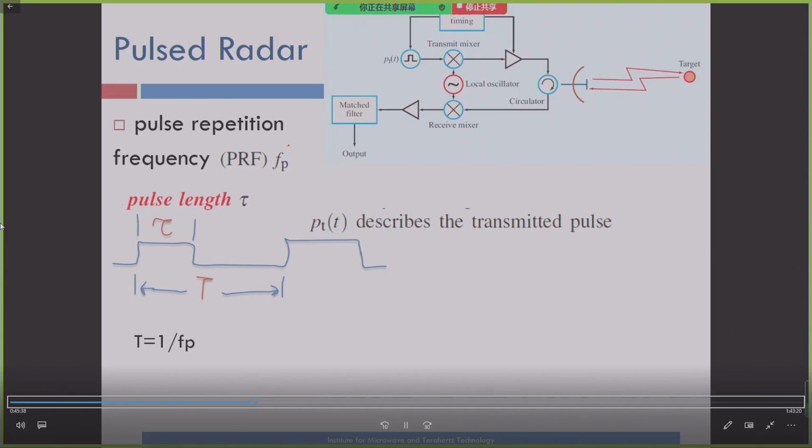But for a pulse radar, there are the pulse length, the pulse repetition frequency, the proportion of the pulse length, right? Or the length of its period. And also the separation between two pulses.